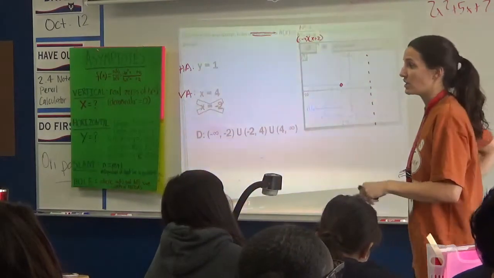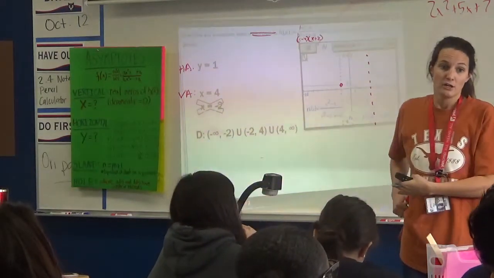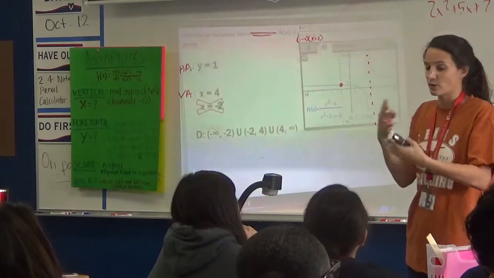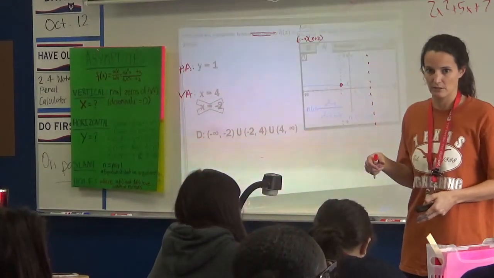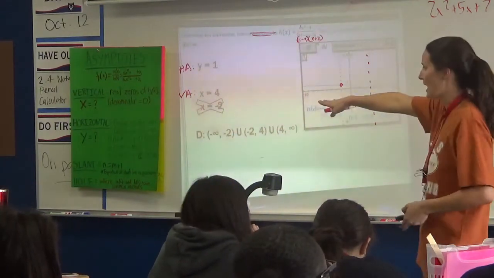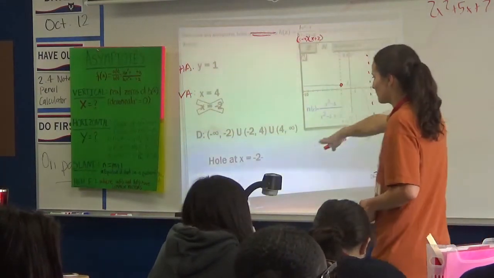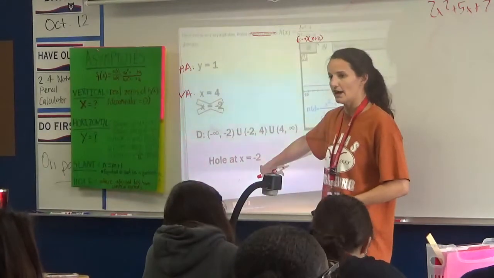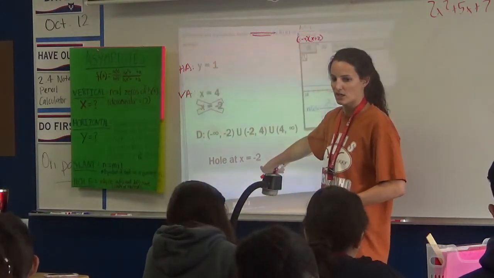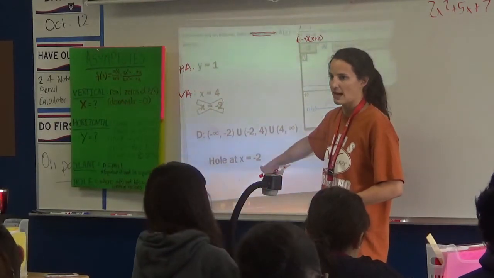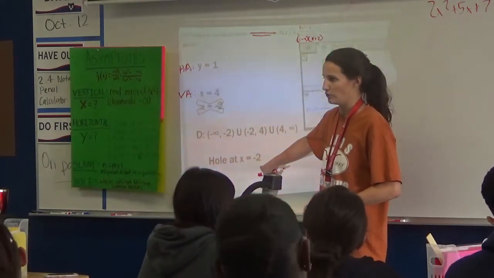You could graph it and see that, but you're not always going to have your calculator, so we're going to learn right now from our equation how to tell when that's going to happen. For now, cross off -2 and write that actually there's a hole at x equals -2, and then let's flip the page and figure out what our rule is going to be for holes.